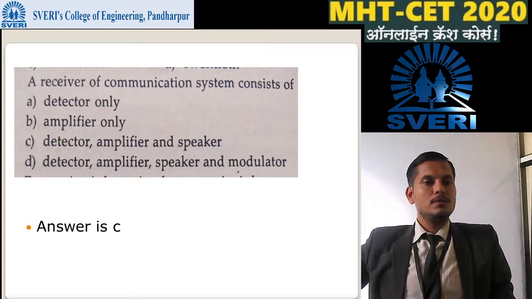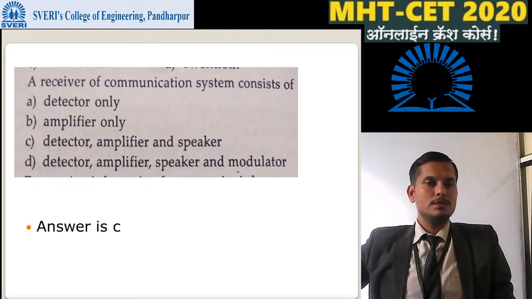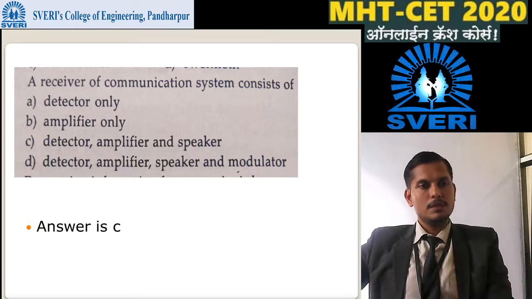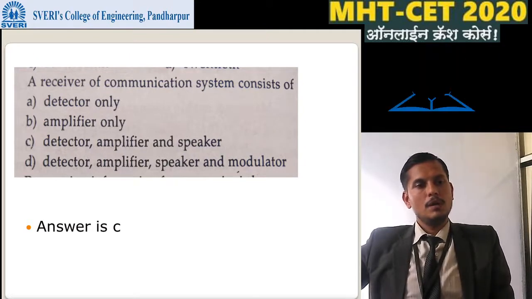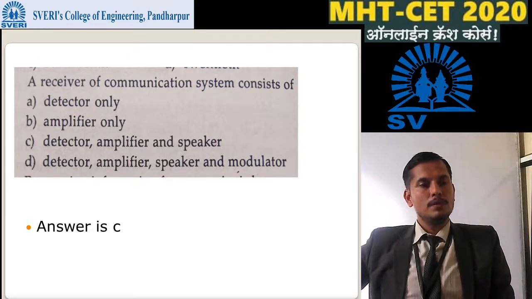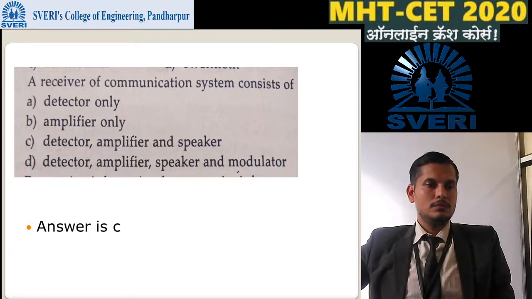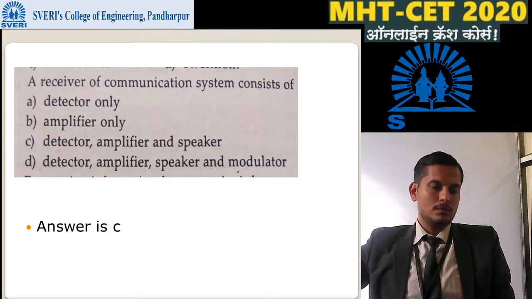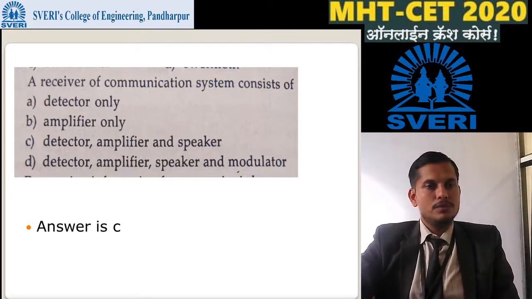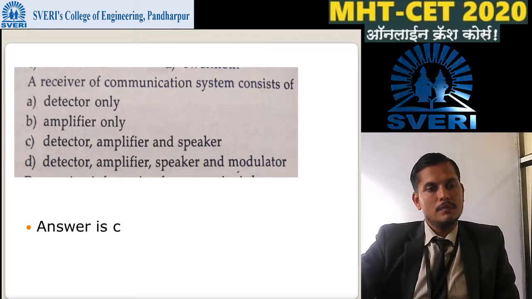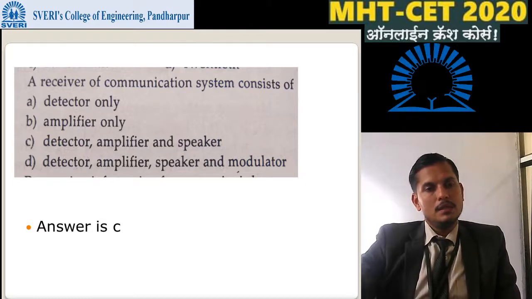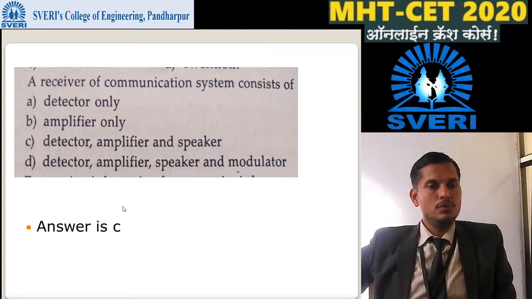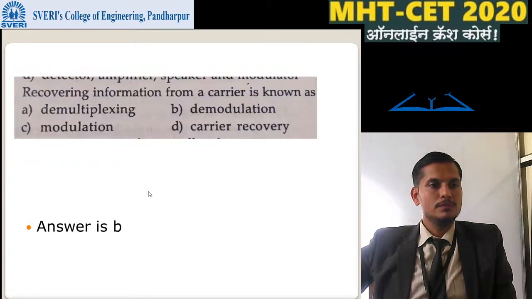Next, a receiver of a communication system consists of. So options are detector only, amplifier only, detector, amplifier and speaker, detector, amplifier, speaker and modulator. In the case of a receiver, we detect the signal by the detector, then we use amplification and a speaker. So answer C is correct.